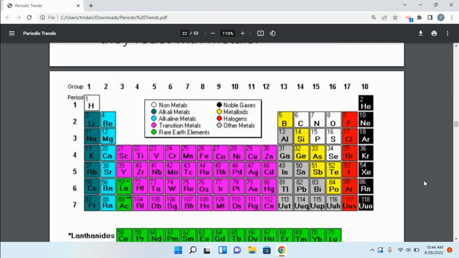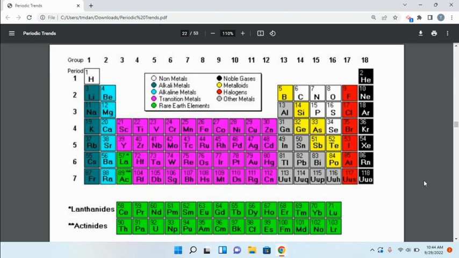So again, everything you see in that dark green color, those are your alkali metals. Everything you see in that aqua color, those are your alkaline earth metals. Your purples are your transition metals. Your blacks are your noble gases. Your red ones are your halogens. You'll note groups 3 through 16, no single color there. We'll talk about what that means. And you'll see the two rows across the bottom of the lanthanide and actinide series. Those are in green. We'll talk a little bit about those as well.